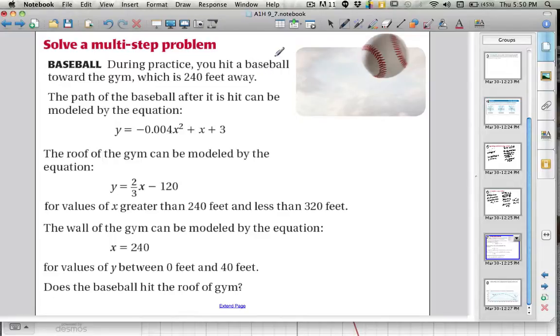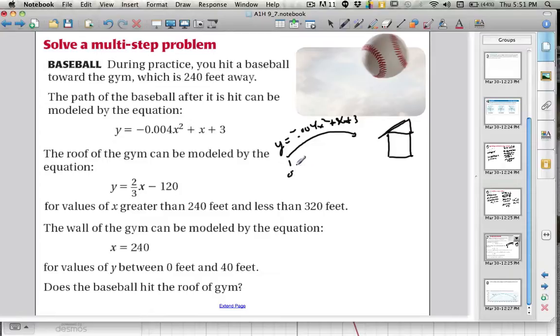Working on solving a multi-step problem, we've got this scenario. We're doing practice. I hit a baseball toward a gym, which is 240 feet away. So let's sort of think about what that might look like. The gym would be over here, and I'm over here, and I hit a baseball, and it's going toward the gym. Right? The path of the baseball after it is hit is modeled by this equation. Y is equal to negative 0.004x squared plus x plus 3.